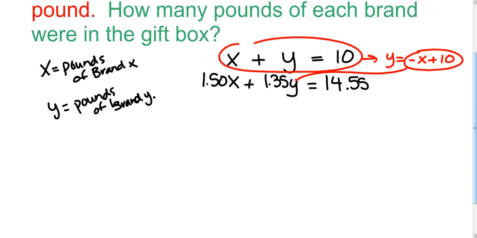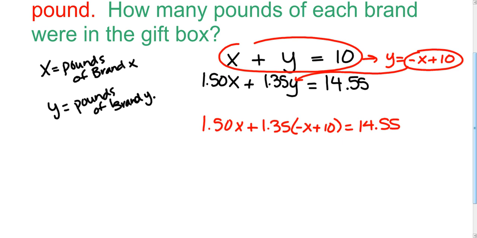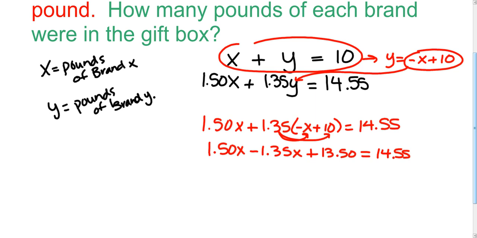I will go to the opposite equation and I will plug it in. So I will have $1.50x plus $1.35 times negative x plus 10 equals $14.55. And of course you will simplify this by distributing. So I'm going to have $1.50x plus $1.35 times negative x, which would be negative $1.35x, and $1.35 times 10 would be $13.50, equals $14.55.